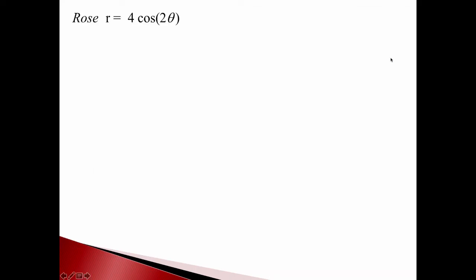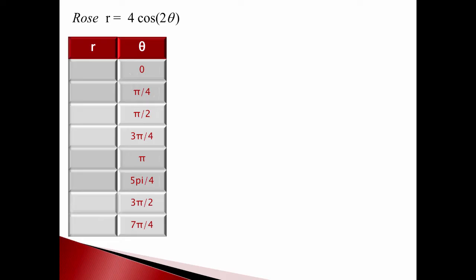Another really cool example of something in polar coordinates is a rose. So why do we call something like this a rose? Right, well, let's see. So if I stop plotting points, then this is what happens. I'm going to try 0, and I plug in 0, I get cosine of 0 is 1, so r is 4. But next, I want to plug in pi over 4, not pi over 2.